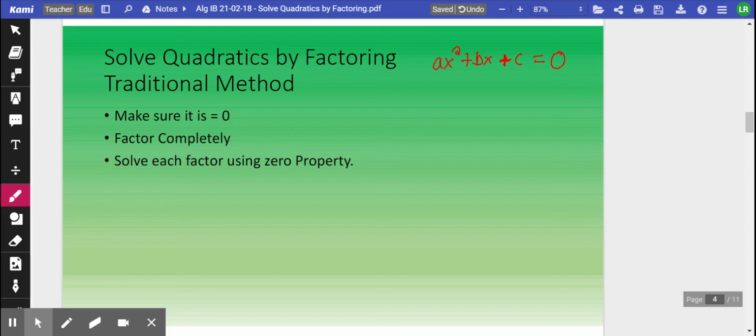Okay, finding the zeros. A lot of those just mean the same thing. We want to solve this quadratic. Our first goal, and you're going to see this, is to make sure that it says equals 0. You might have to do some reorganizing with your problem and make it equal to 0. In the traditional method, then we're going to factor.